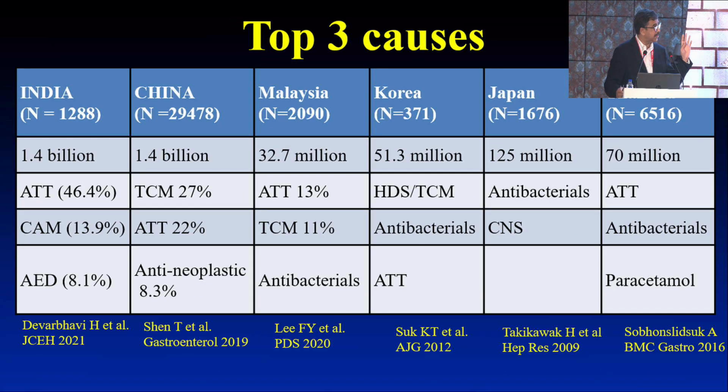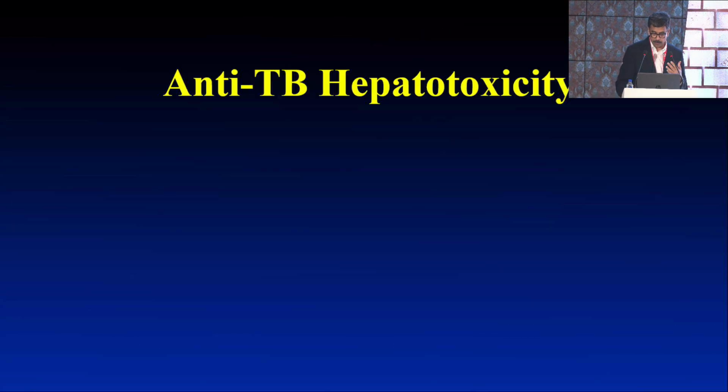Now, again, to be fair, I also listed some Asian countries, and you'll find again that in Asian countries, except for China, where complementary medicines are the commonest cause, the overwhelming majority of DILIs are due to antibacterials or antimicrobials. Now, since anti-TB drugs are the commonest cause, I'll talk a little bit more on anti-TB hepatotoxicity.